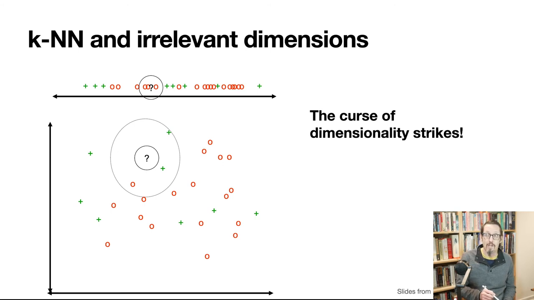Here's an example where we can see it in one and two dimensions. So this is our new data point, and we want to query the neighbors around us: what class am I? And that seems to work pretty well. We've got a number of neighbors, and they're all the same. Well, what if we have two dimensions?